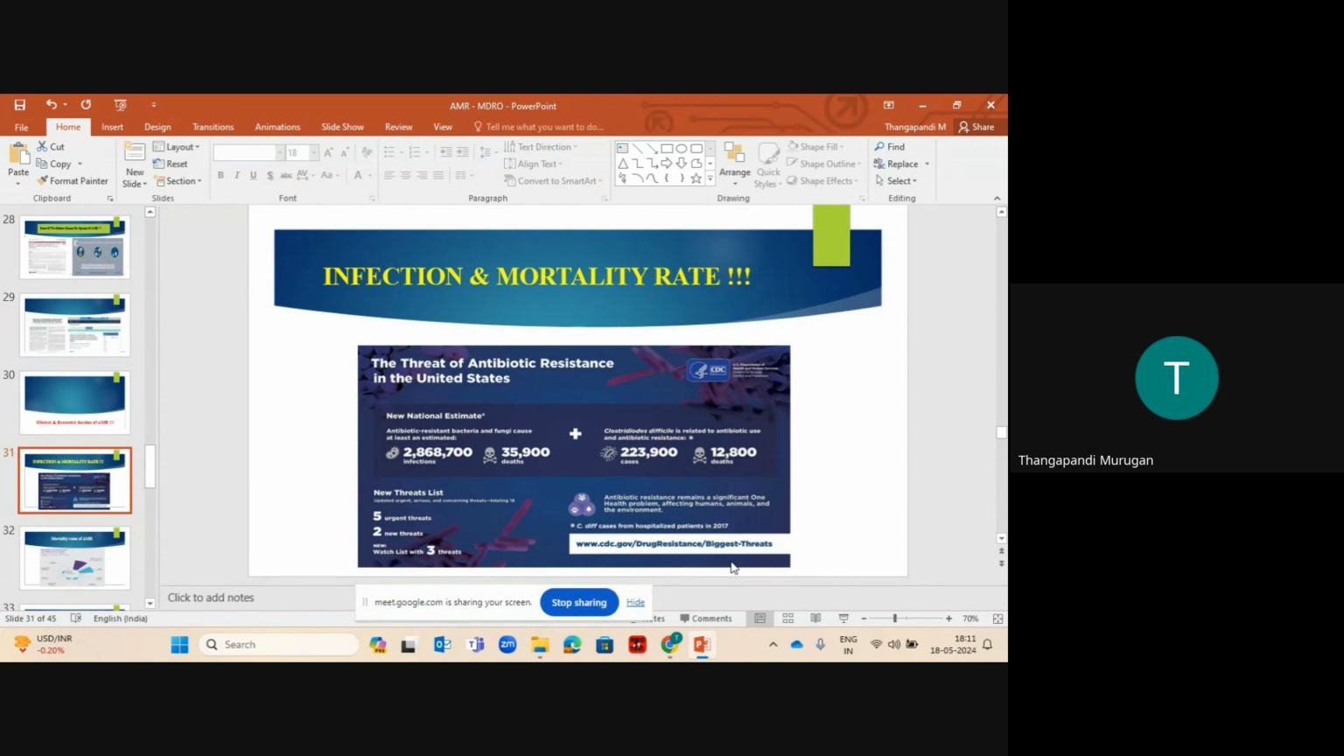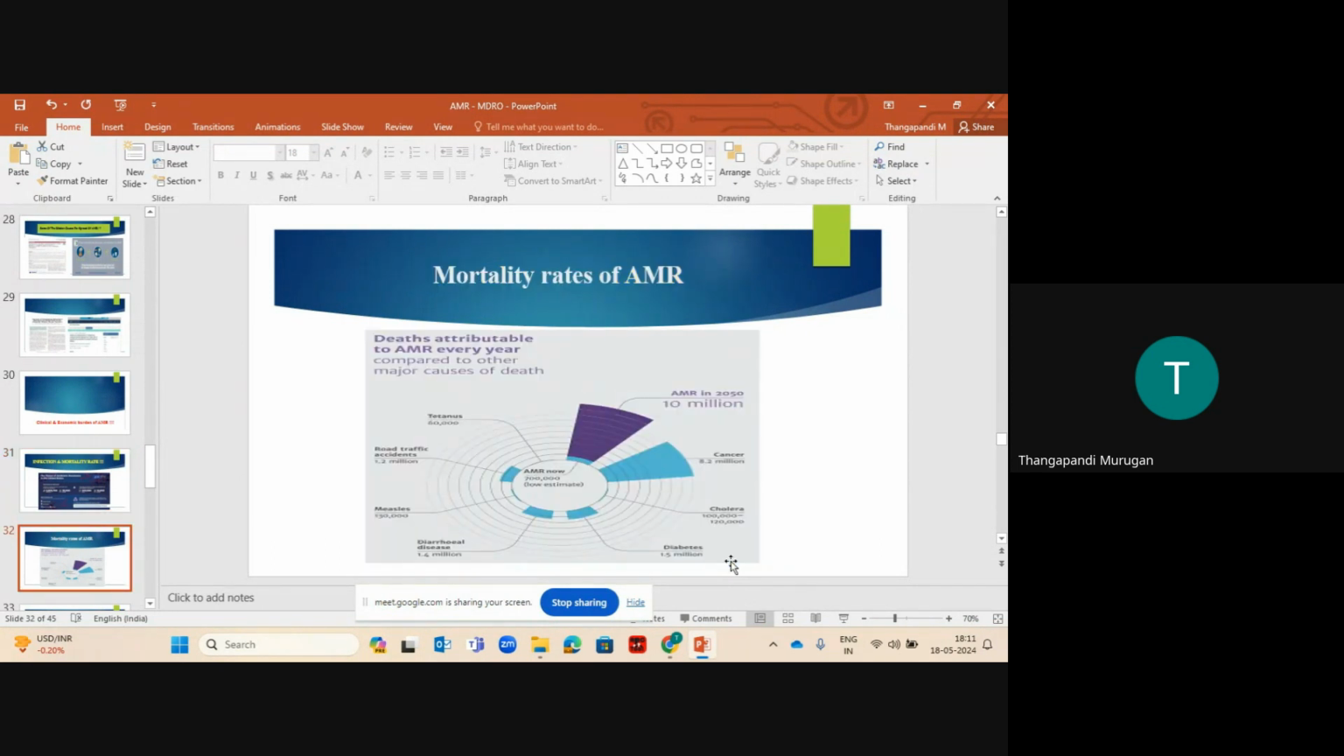It is not just a number, guys. It may look like a number, but when our generation or our family members have this kind of infection, that time we will come to know the hard reality. Then mortality rates.